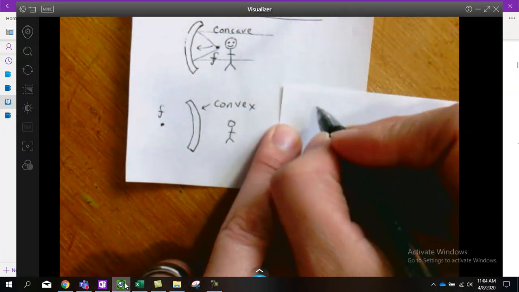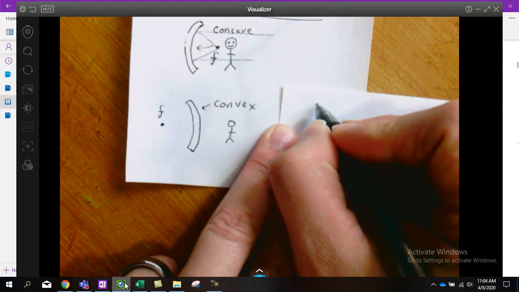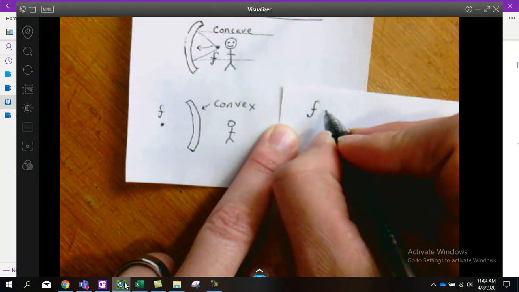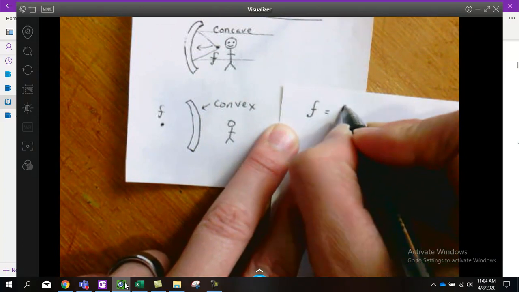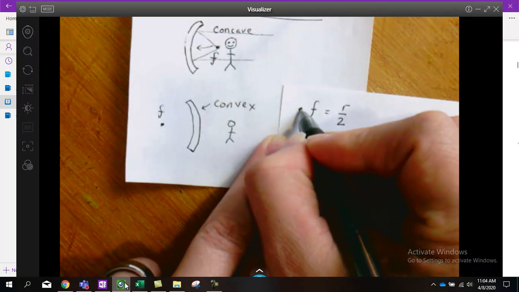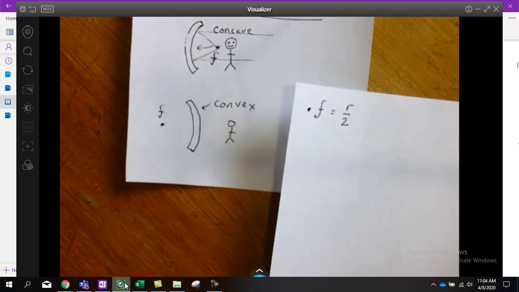A couple of rules. First, we need to understand that the focal length, the point where it focuses, is the radius divided by 2. So that's a formula that we're going to want to understand about all of these: our radius of curvature divided by 2 is going to give us our focal point. It helps us find where that focus is.